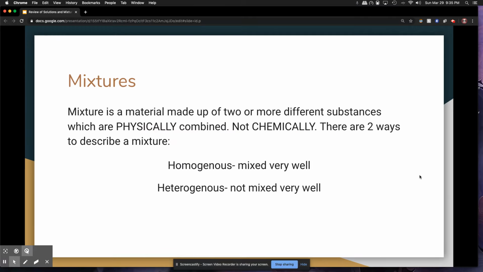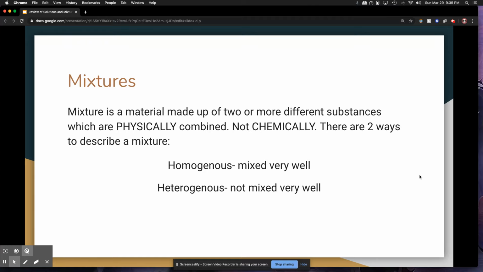So we have mixtures. A mixture is just material made up of two or more different substances which are physically combined, not chemically. That means there's no chemical bonds being formed between their atoms. They just occupy basically the same space. And how you could describe mixtures is by saying they're homogeneous or heterogeneous.